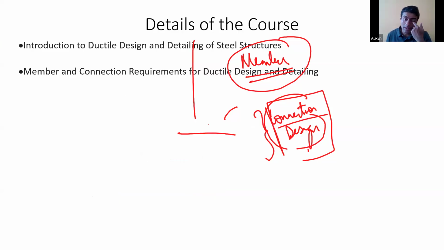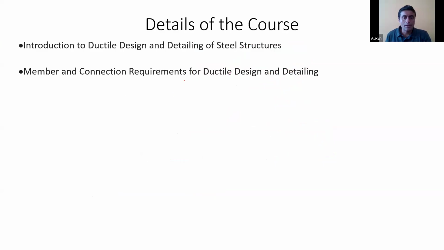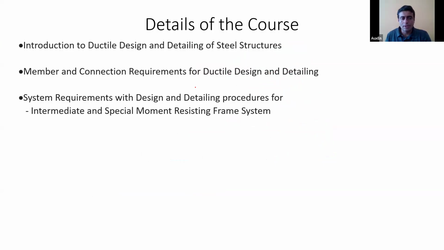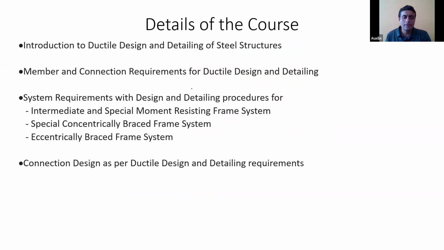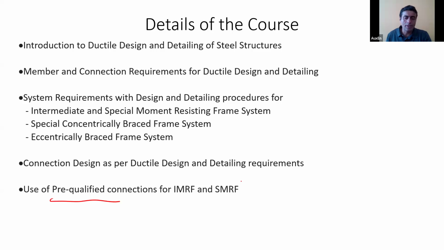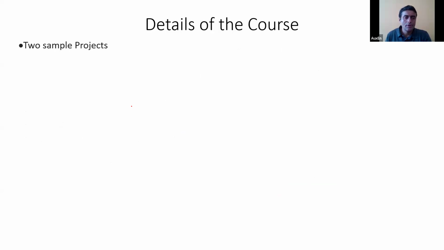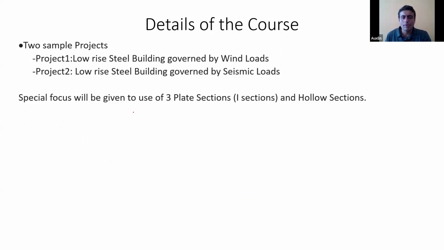And then we will go to the ductile design and detailing of steel structures, the member and connection requirement for ductile design and detailing, the system requirements for a few systems, and then specific requirements for connection design, and then interesting use of pre-qualified connections for IMRF and SMRF. This is what is covered in AISC 358. And then in the end, we will take two sample projects.